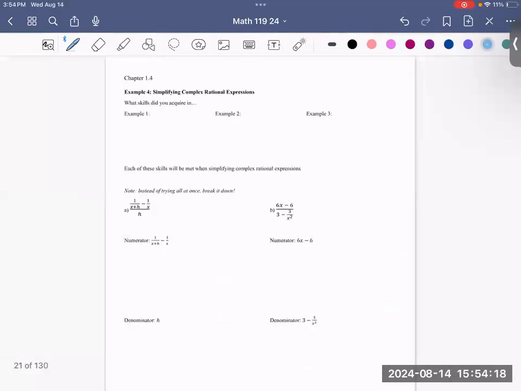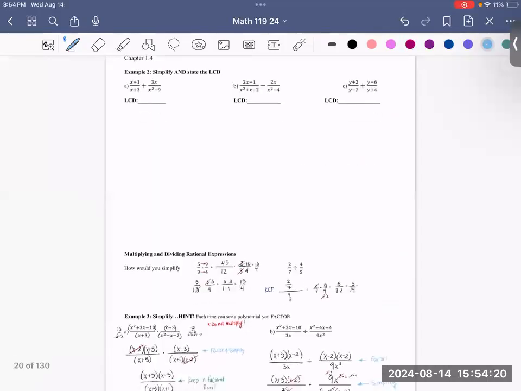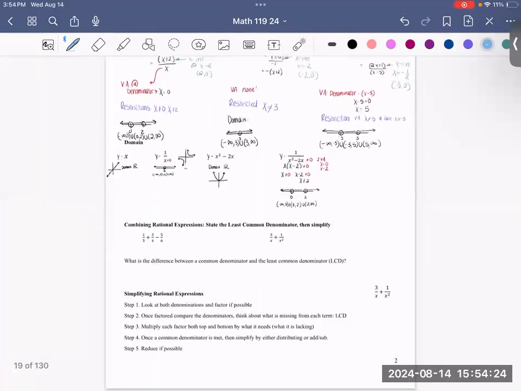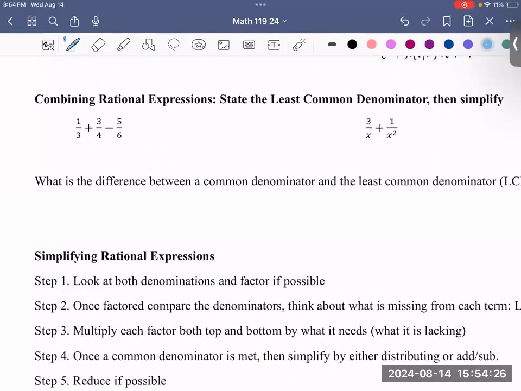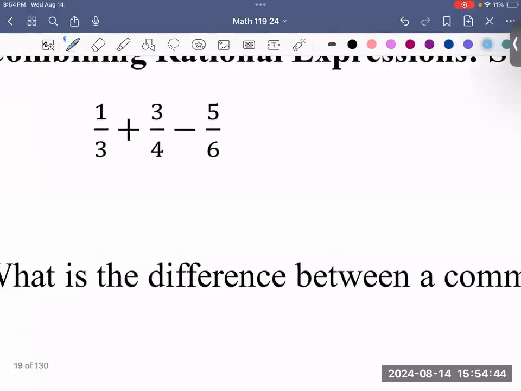All right, so now we're going to be moving on to adding and subtracting. So combining rational expressions by adding and subtracting. So just like we did in our previous one, let's see if you can add and subtract just with regular fractions before we make anything a little more complicated. Looking at your fractions here, we have 1/3 plus 3 over 4 minus 5 over 6.